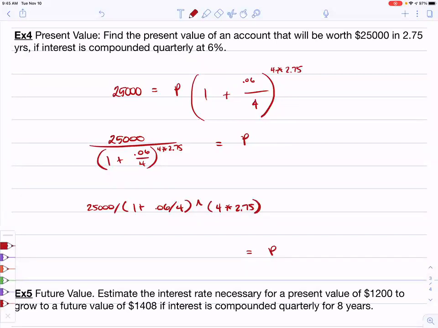Really? Go back and read. What is it that you're looking for? The present value. Okay. Okay, we're on a roll. P equals, okay, I don't care about that so much, but what does P equal, Abigail? Did you enter it in? What'd you get?